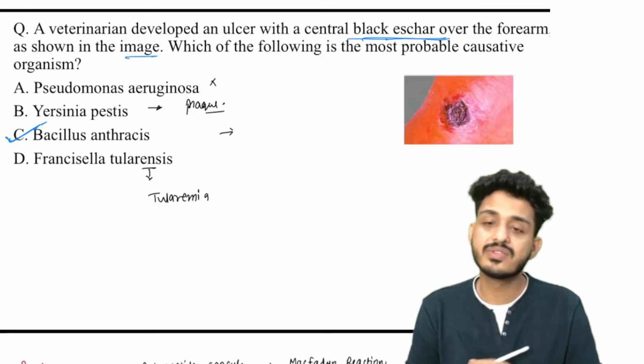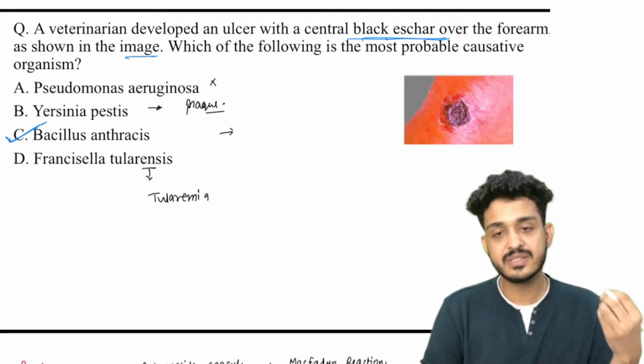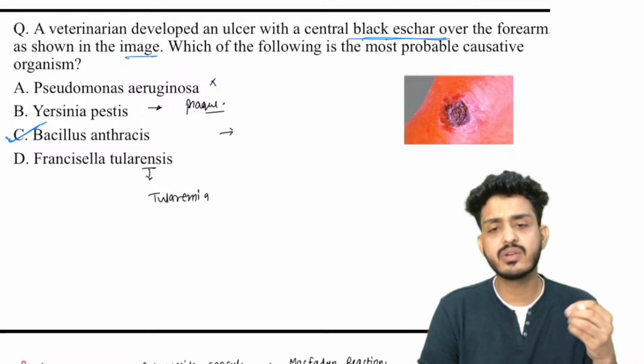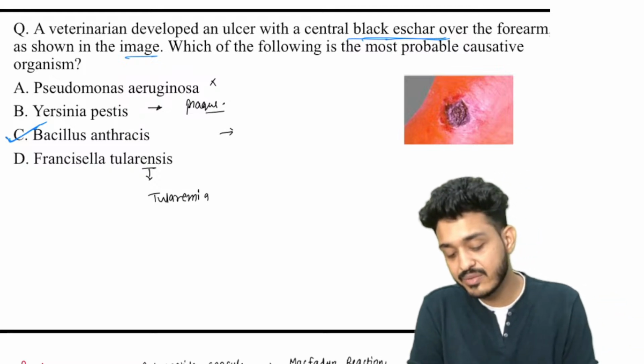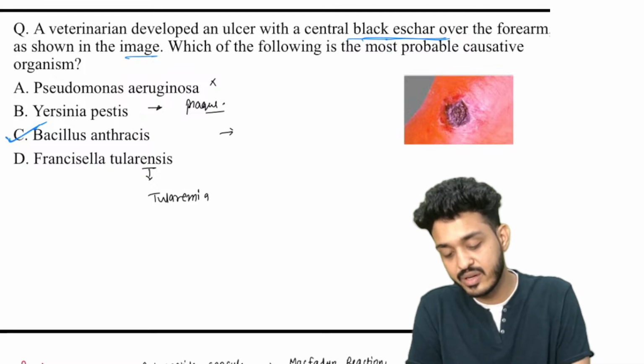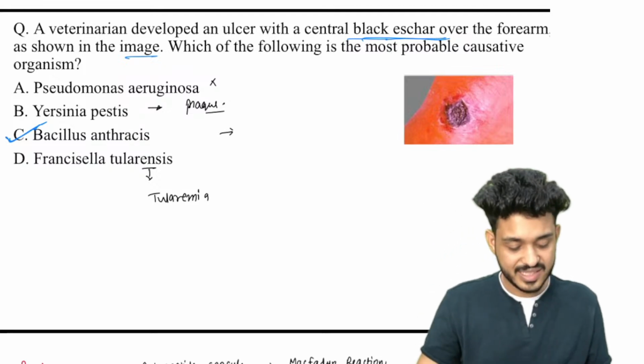And Pseudomonas, we will be discussing that. That will generally be seen in burn patients. It will be having pyocyanin, pyoverdin, so that would definitely be giving you different colors. Okay, now please try to see.